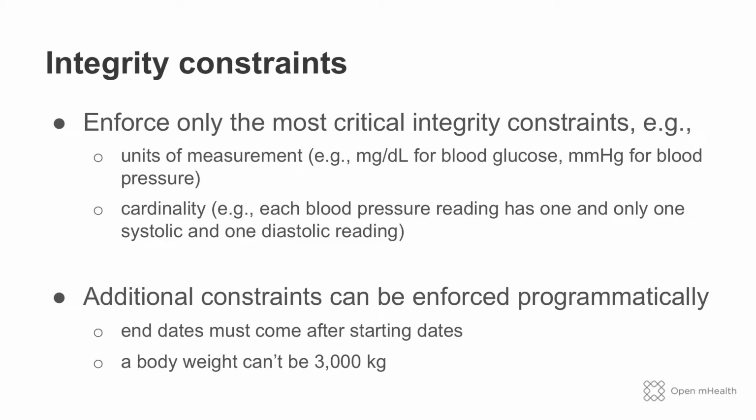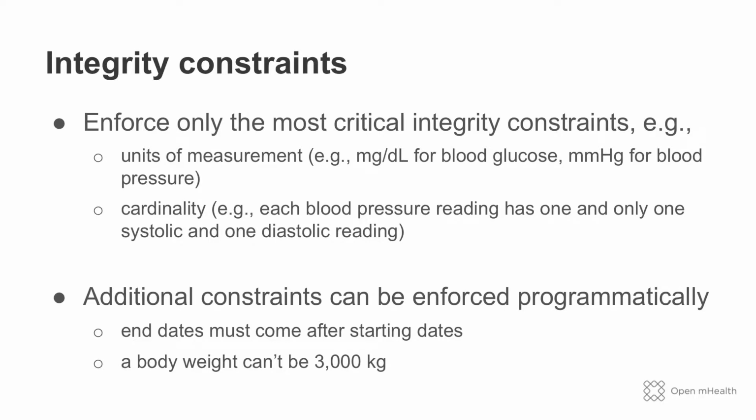We do enforce the most critical integrity constraints where you really can't get it wrong. The units of measurement, cardinality: it doesn't make sense for a blood pressure to have 2 systolic readings and no diastolic readings, right? So certain things we enforce, but there are a lot of other things we do not enforce by choice. For example, that end dates must come after starting dates, or that a body weight can't be like 3,000 kilos. Now we could put that constraint into the schema, but then it becomes much harder to use and there's a lot of baggage there. So we say, you know what, we're just not going to put that in the schema.